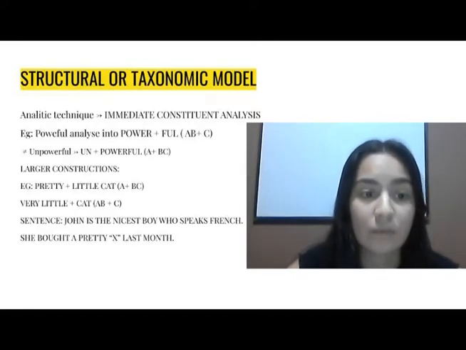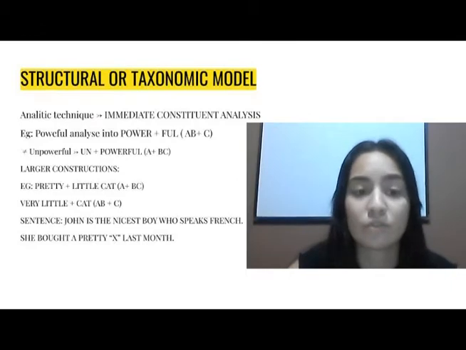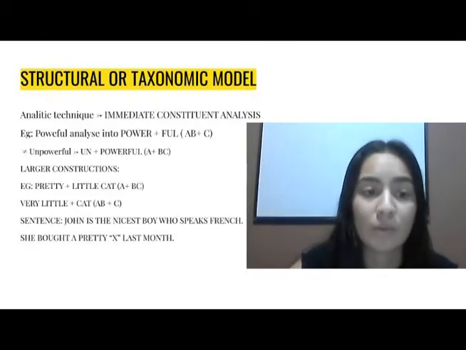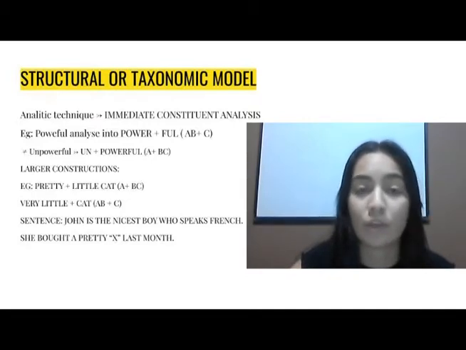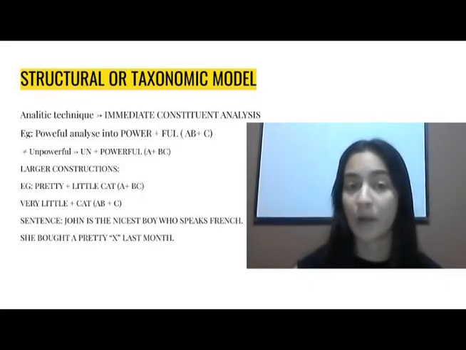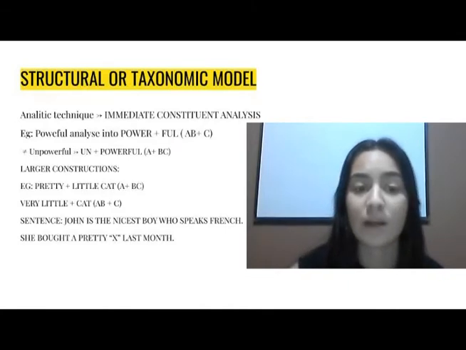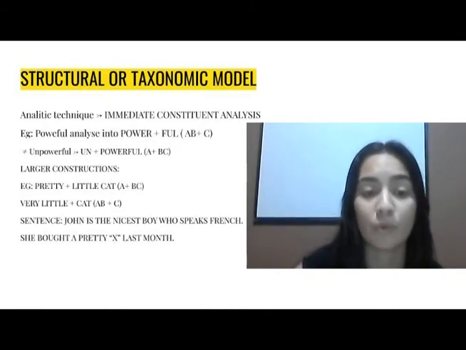The analytic technique developed by the structuralists Harris and Bloomfield is recognized as immediate constituents analysis, and they state that any grammatical construction which is not simple can be reduced to a pair of constituents. In other words, the construction, in this case, powerful, is analyzed into power plus full, or as a formula composed by three parts, AB plus C. While the similar word unpowerful reduces to un plus powerful, or A plus BC.